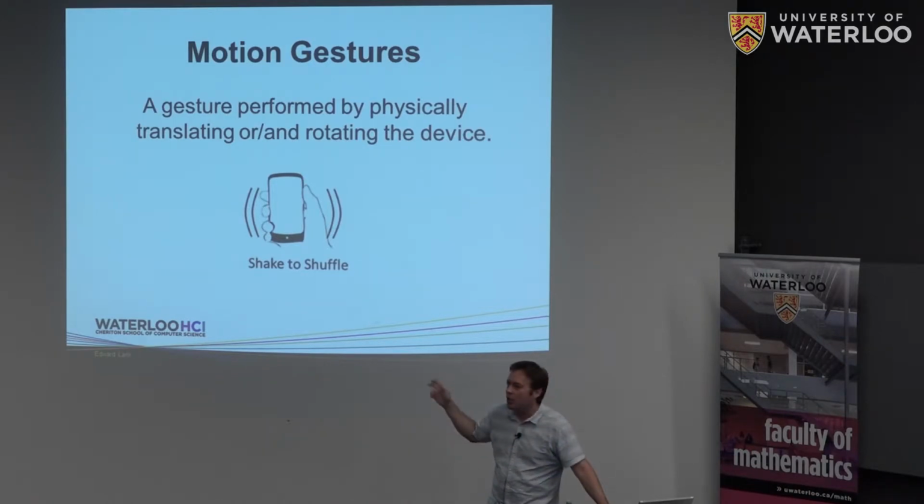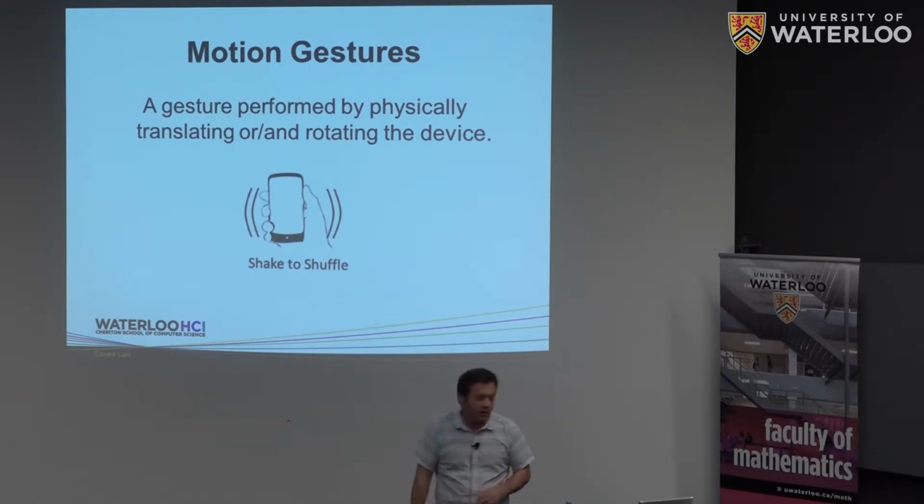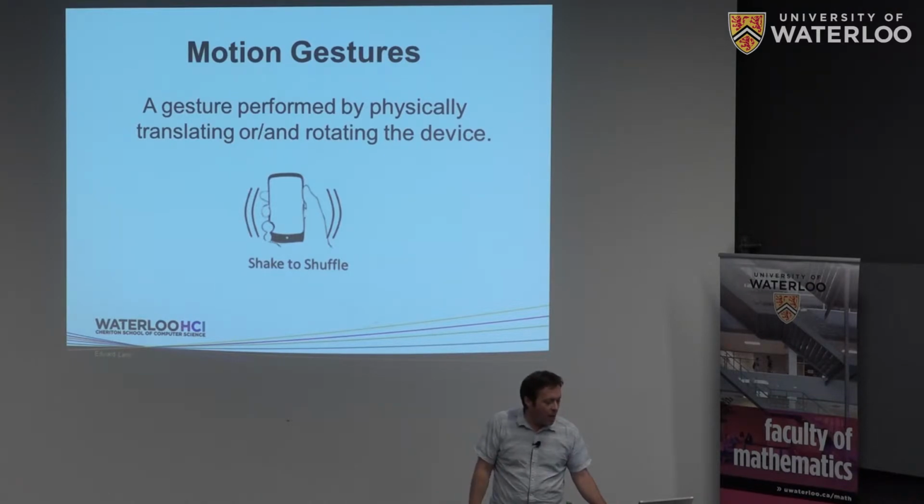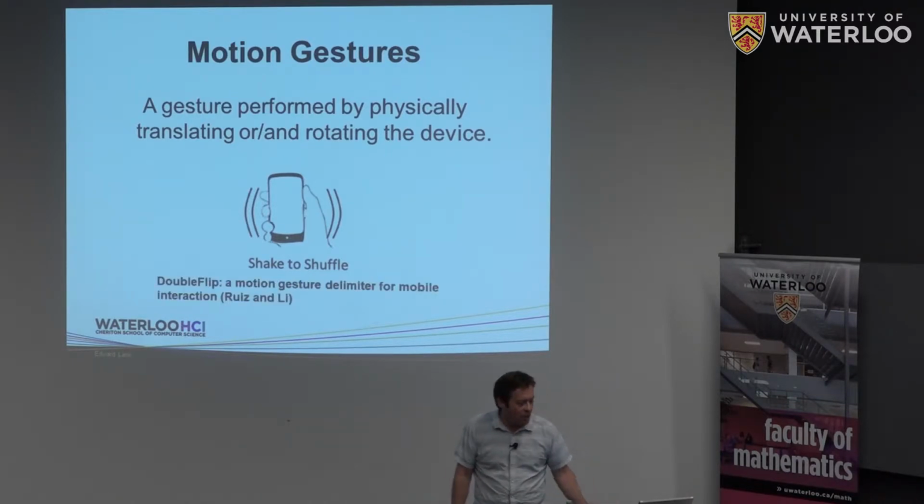Apple introduced them with the original iPod. Shake to shuffle is an example of a motion gesture for mobile interaction. It's essentially moving a device in order to issue a command to that device. And so I had a PhD student at the time, Jamie Ruiz, who went to Google Mountain View.